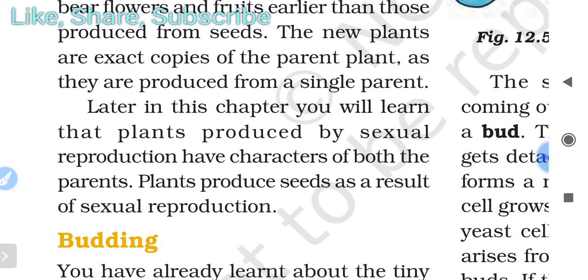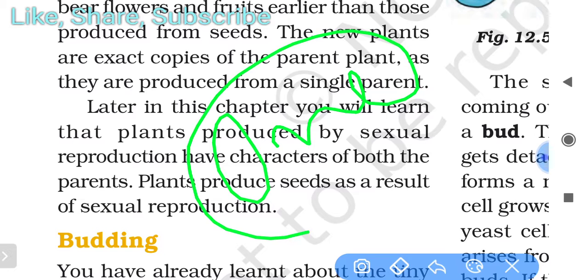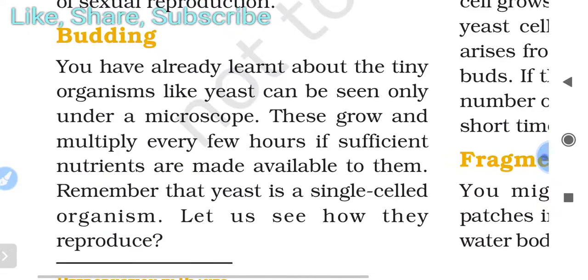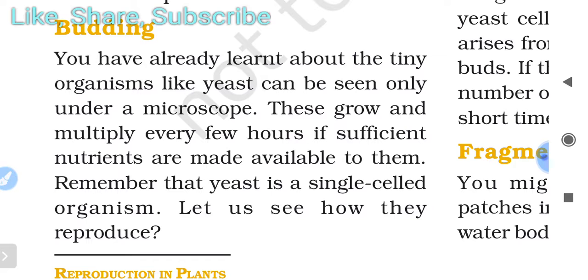Later in this chapter, you will learn that plants produced by sexual reproduction have characteristics of both parents. Plants produce seeds as a result of sexual reproduction. In asexual reproduction, the new plants are exact copies of their parent plant, because only one parent is involved. From one plant, a new plant is produced. There is another method of asexual reproduction, known as budding. You have to understand that.